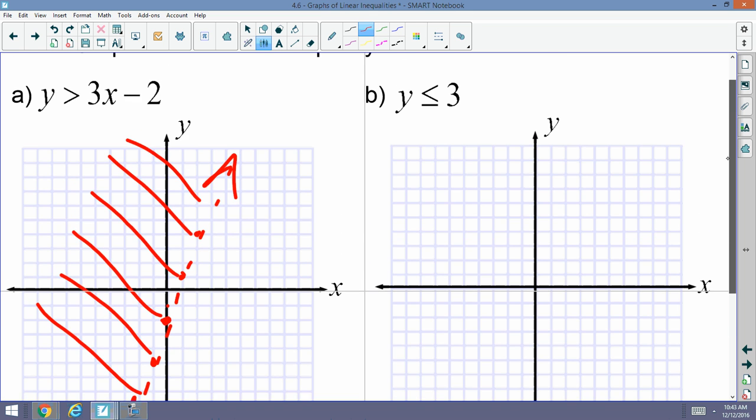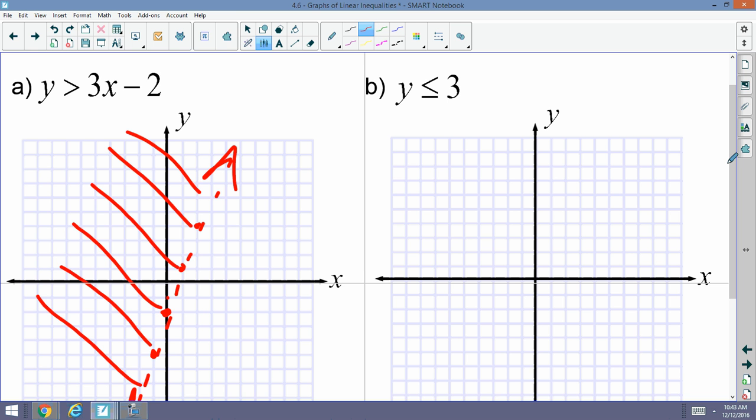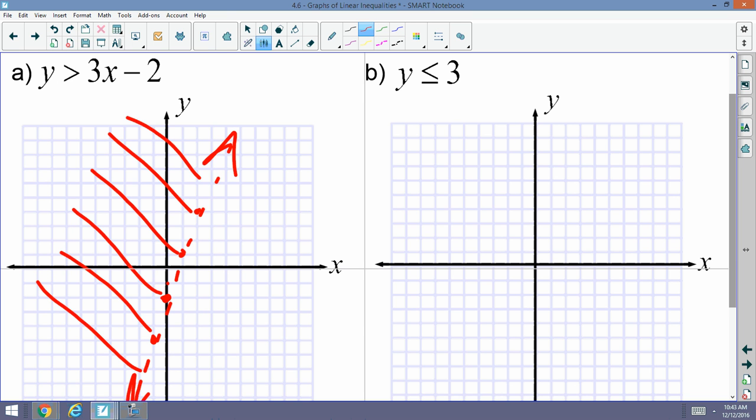Number 2. Y is less than or equal to 3. Whoa, what kind of a function is y equals less than or equal to 3, my brother? What kind of a function is a y equals? What is the graph going to look like there, my man? What is the graph of a y equals function going to look like?